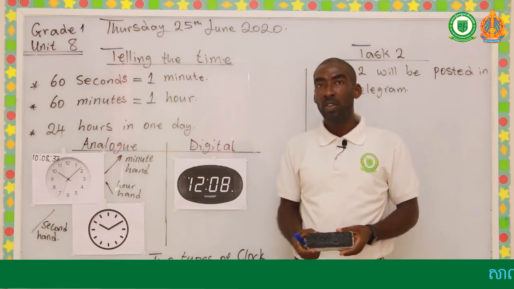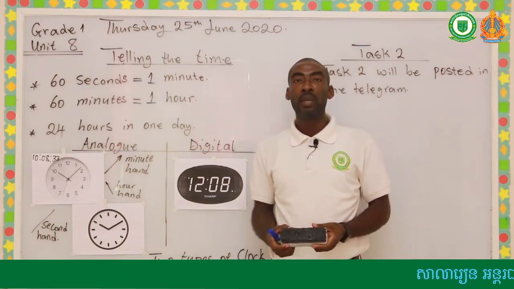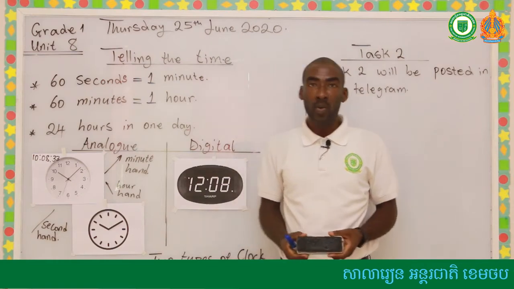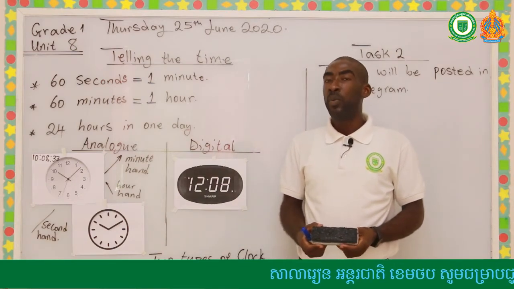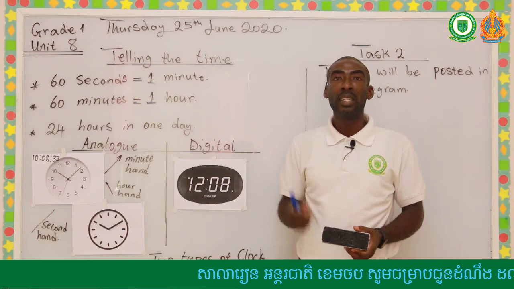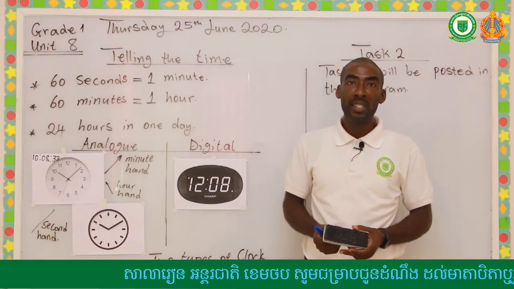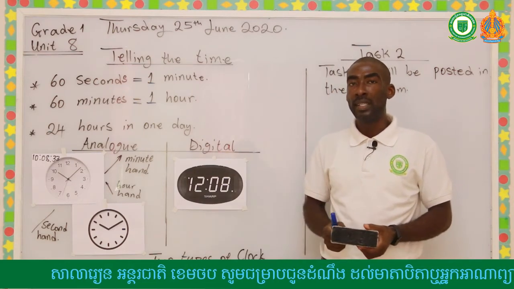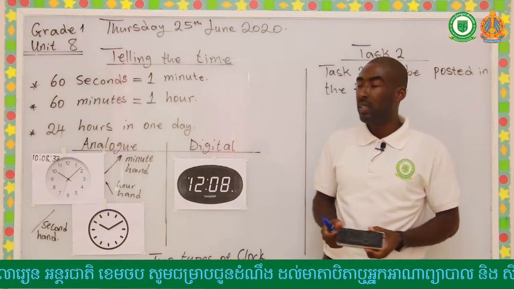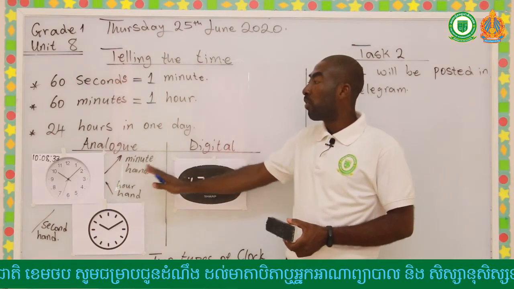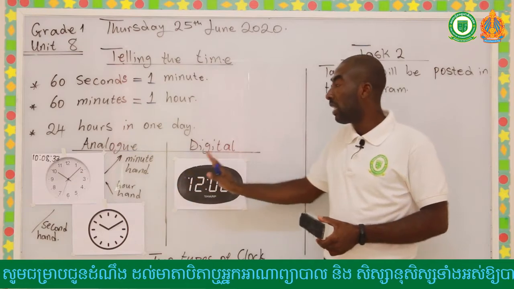First of all, a clock comes with seconds, it comes with minutes, and it comes with an hour, okay? But when we are writing time, we write the hour first, we write the minute second, and then if you want to write the second, you write that last. Our two types of clock are analog and digital.